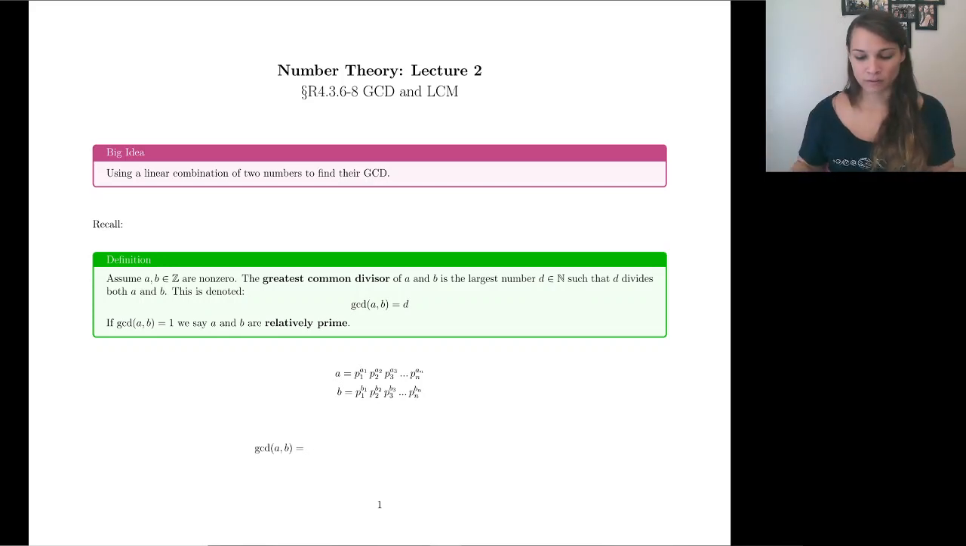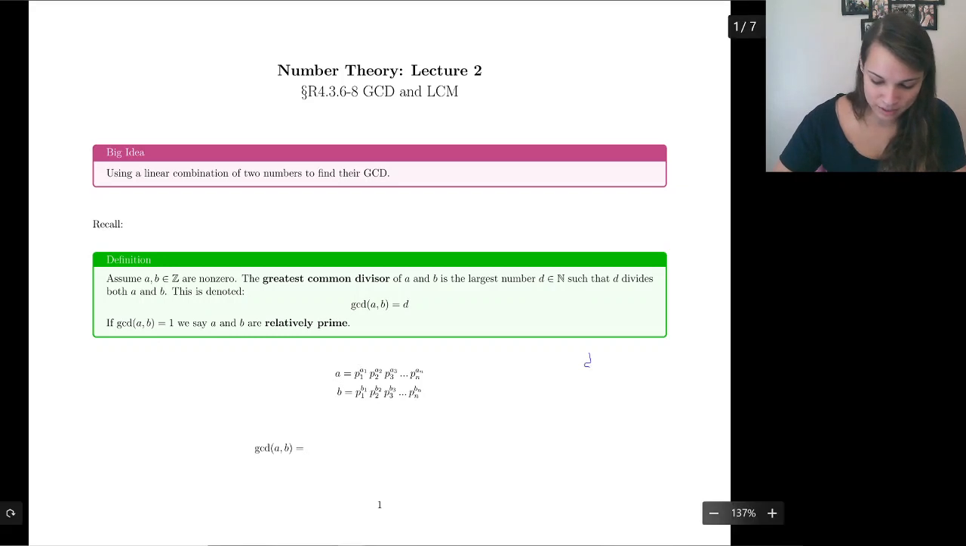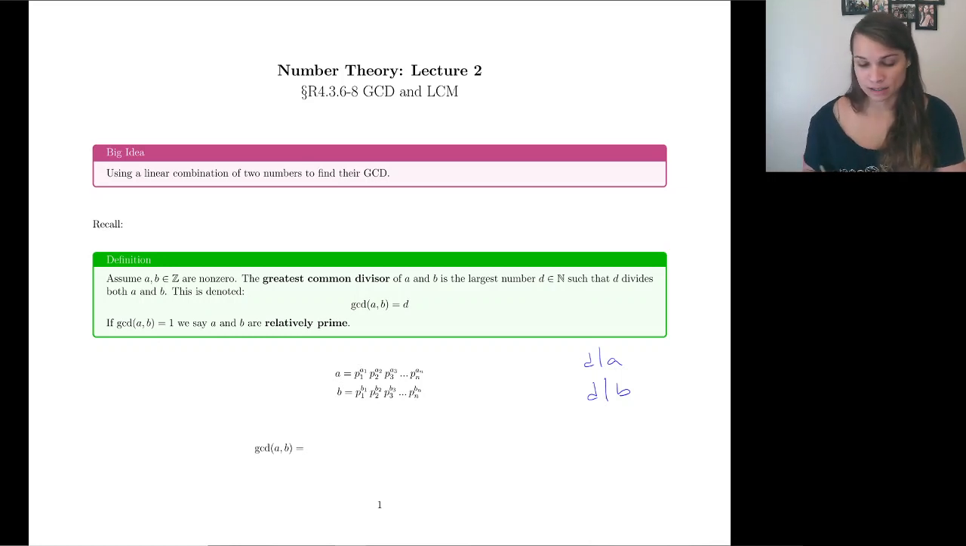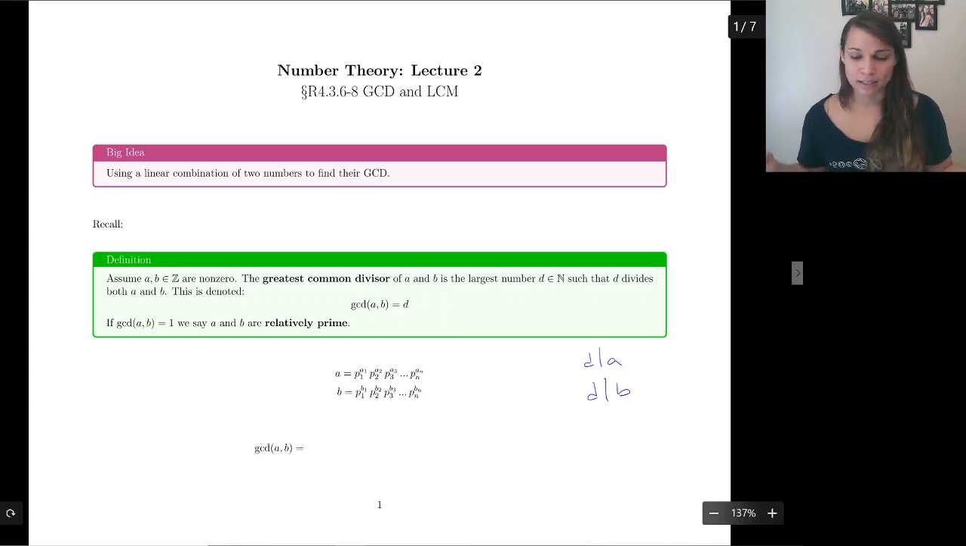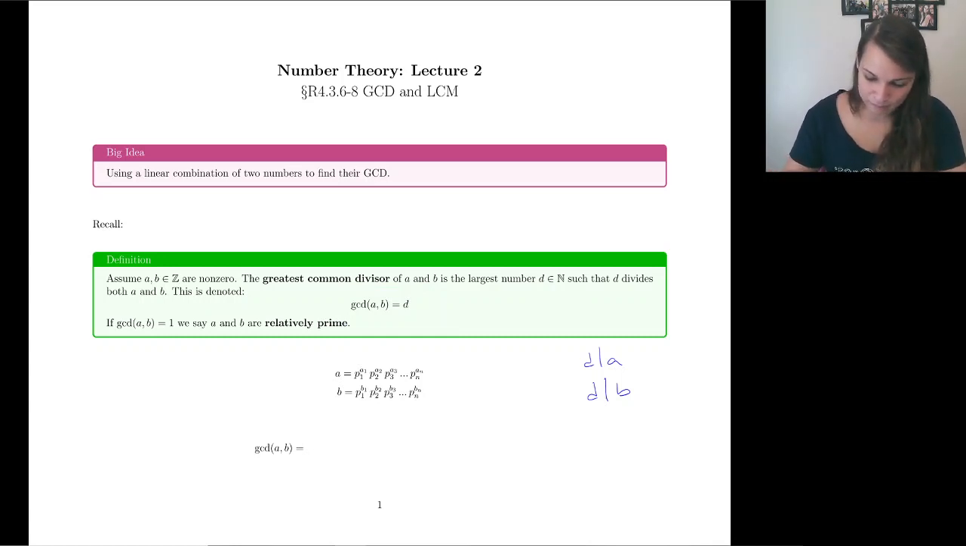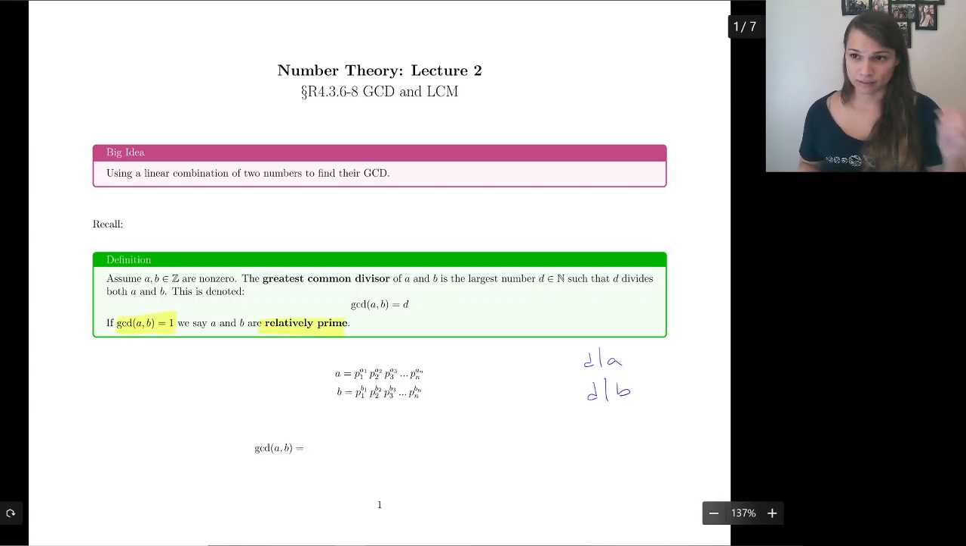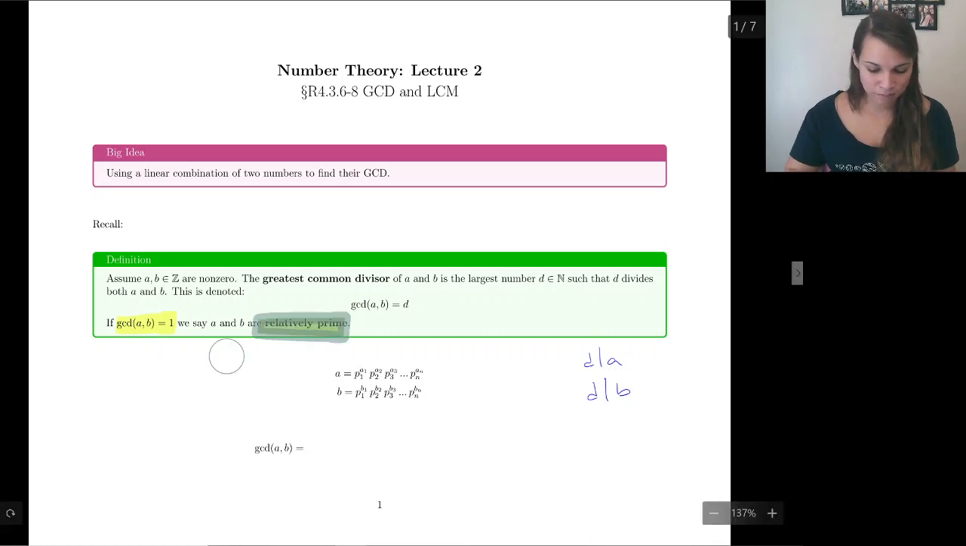But before we get into that, let's remember what a GCD even is. Hopefully it's not too intimidating because we have seen it before. Remember, it is a number D that divides A and D that divides B, and it is the biggest number that does this. And if it's the biggest number, we write that it is the greatest common divisor of A and B. Now, if D happens to be 1, we say that A and B are relatively prime. So they don't have any primes that are the same.